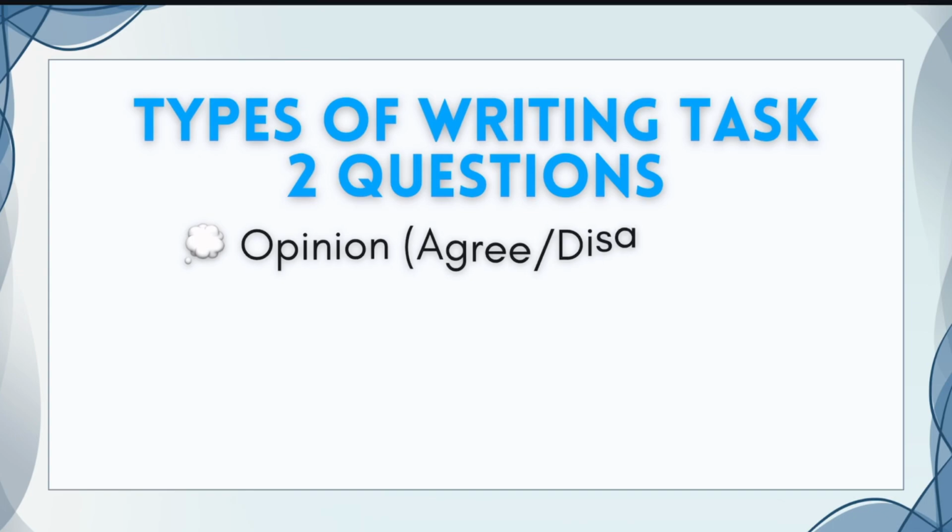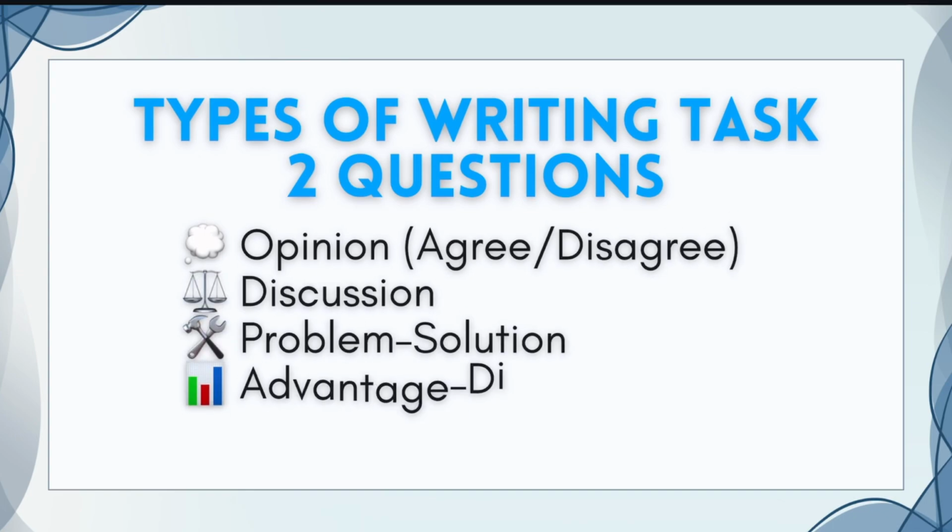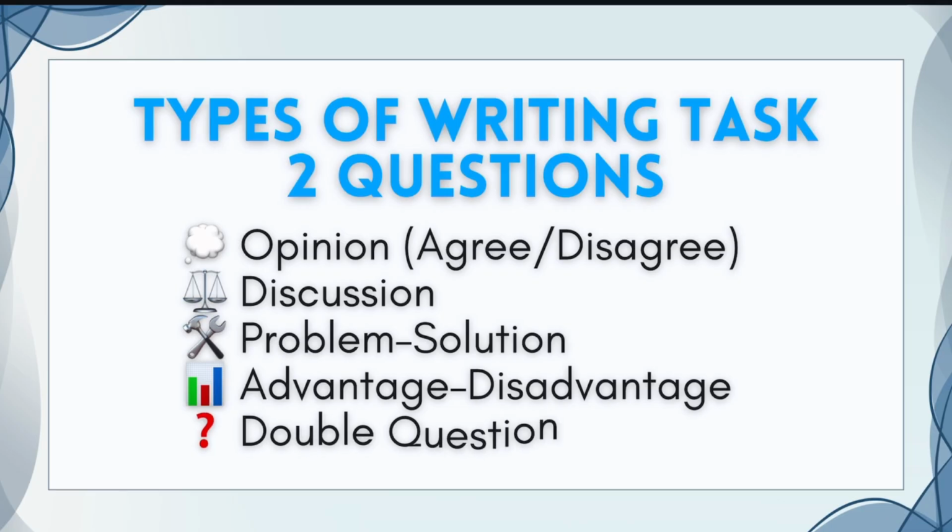Task 2 questions come in several types. You may be asked to agree or disagree with a statement, discuss both sides, or propose solutions to a problem. Other common types include advantage, disadvantage essays, and double questions that ask about causes and opinions together. Knowing the type of essay helps you plan and structure your answer more effectively.